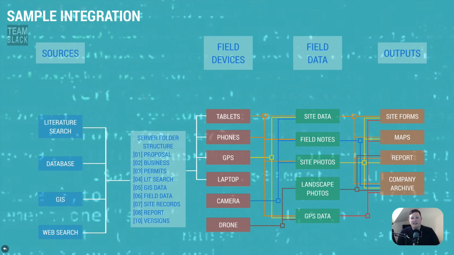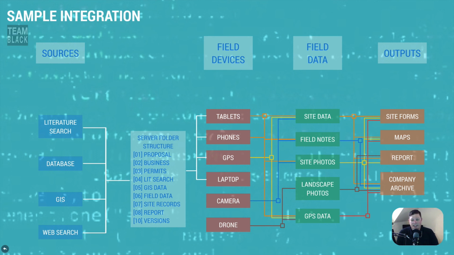Now, looking at field data, I've got all these things under here, and we see what the inputs are, but where do those go? Site data is going to go into your site forms, your maps, your report, and, of course, your company archive eventually. Field notes, probably just going into your company archive, although it could be argued that some of the field notes are going to be used to update maps in the report and the site forms. So, that goes where you need it to go.